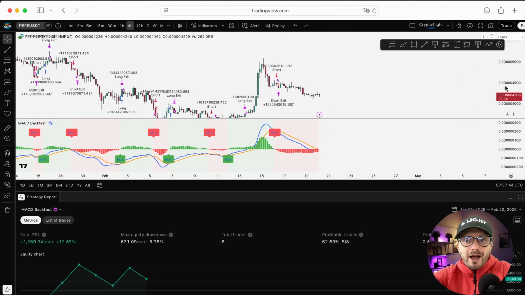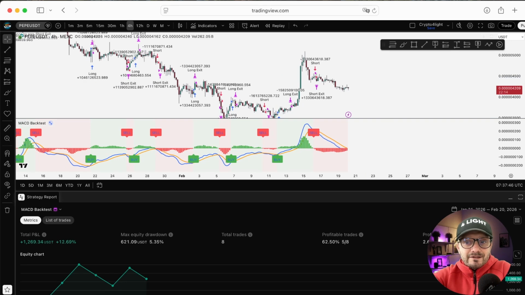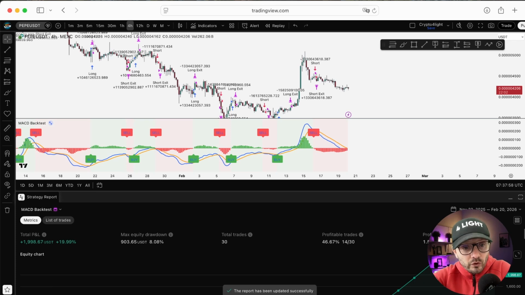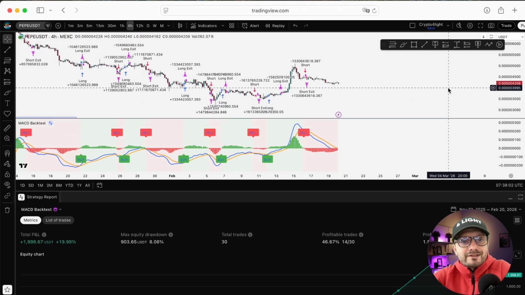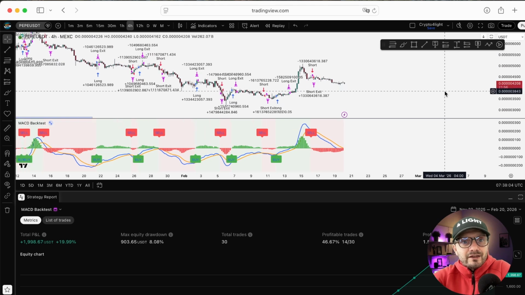If we trade Pepe in the last 30 days with this type of condition, we could make like 12% with 8 trades, 62% win rate. 90 days, 20%. Interesting one. So you can see that on different assets, on different time frames, there's a different win rate factor. 20% is a good result.